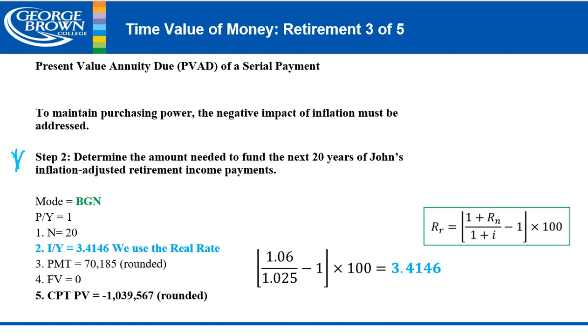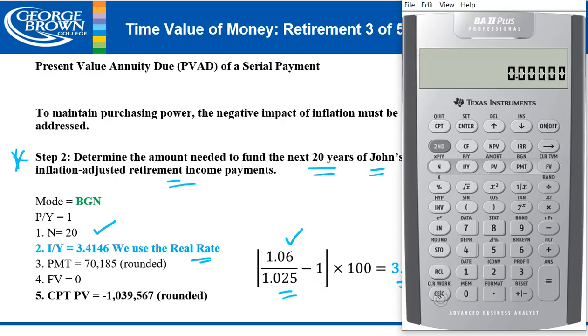Okay, so here we are, step 2. We have to determine the amount needed to fund the next 20 years of John's inflation-adjusted retirement income payments. So N is going to equal 20, but we said in this case we need to use the real rate. How do we do that? The real rate is 1 plus the nominal rate divided by 1 plus inflation, minus 1, times 100. So the investment rate is 6%. The inflation is 2.5%. So 1 plus 6% divided by 1 plus 2.5%, minus 1, times 100 gives us a real rate of 3.4146. Okay, so just bring up the calculator here.